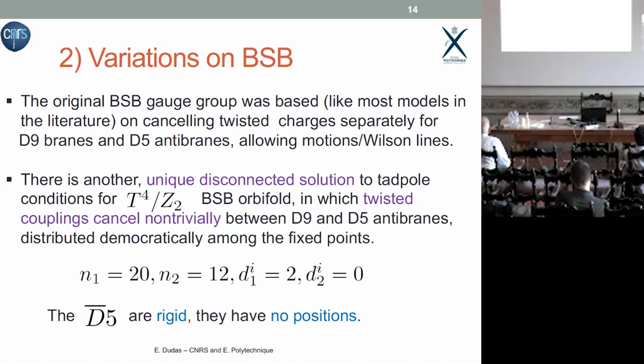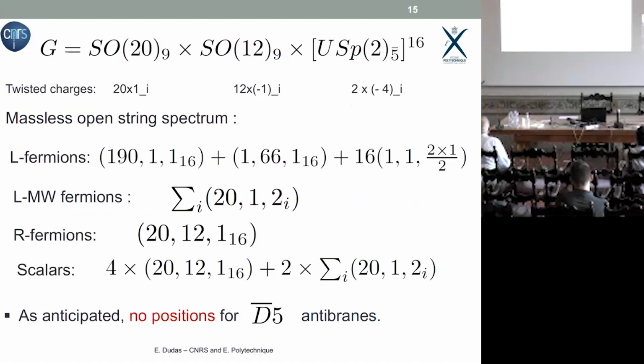Now, the outcome of this is that the anti-5 branes will have no positions. They are completely rigid, and this you can understand in various ways. First of all, in this case, the gauge group is USP2, and if you look at the 5 branes, the gauge group of the 5 branes is USP2, and if you look at the spectrum, they have no scalar which can give positions which can move around. You need some scalars to which you can give a VEV to move these objects. They cannot move.